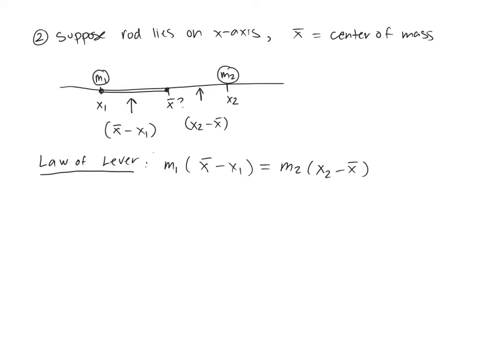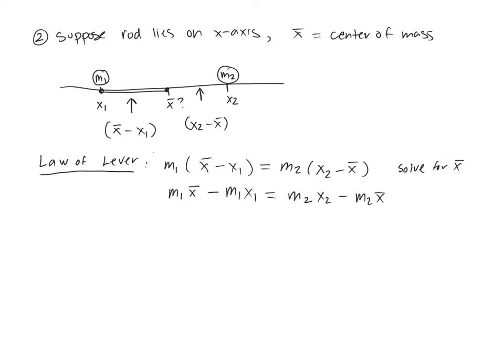Okay, we're going to take this equation and solve for x bar, because that's the point on the x-axis that's going to be our balancing point. So I think the first thing you should do is distribute the m1 and m2. So m1 x bar minus m1 x1 equals m2 x2 minus m2 x bar. Is everyone okay with that?